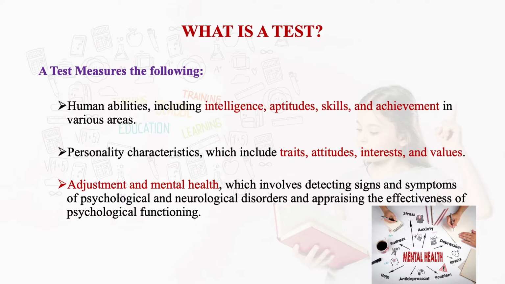And further we can say adjustment and mental health, which involves detecting signs and symptoms of psychological and neurological disorders and appraising the effectiveness of psychological functioning. So adjustment and mental health is also a type of test. We can find out whether a person is mentally healthy or not, whether the person is an adjustable person or not, whether the person has the quality of adjustment in different situations or not.